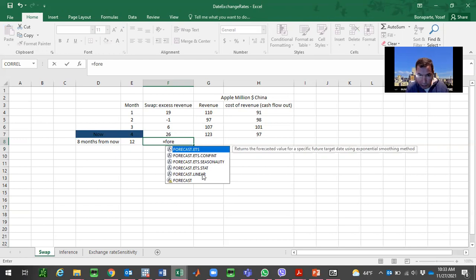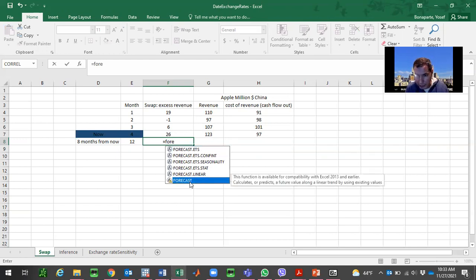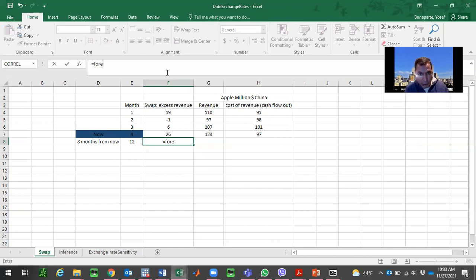Anyway, we're going to use forecast, not linear, not exponential. We're going to use this one, which is the default. Actually, this one is more linear. So, forecast.